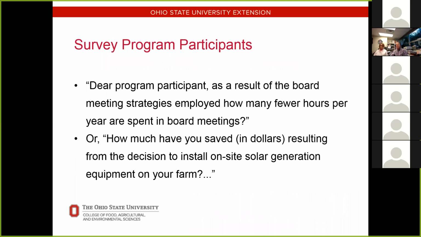One of the tools O'Neill talked about is surveying the folks who are part of our programs. In most cases we do some sort of teaching evaluation, and we also do program evaluations, whether at the end of the program or at the end of a program year. In a previous position, I gave statewide leadership to our business retention and expansion program, and I would do an annual survey of all program participants, asking questions like the ones you see on the screen. For example, dear program participant, as a result of board meeting strategies employed, how many fewer hours per year are spent in board meetings?